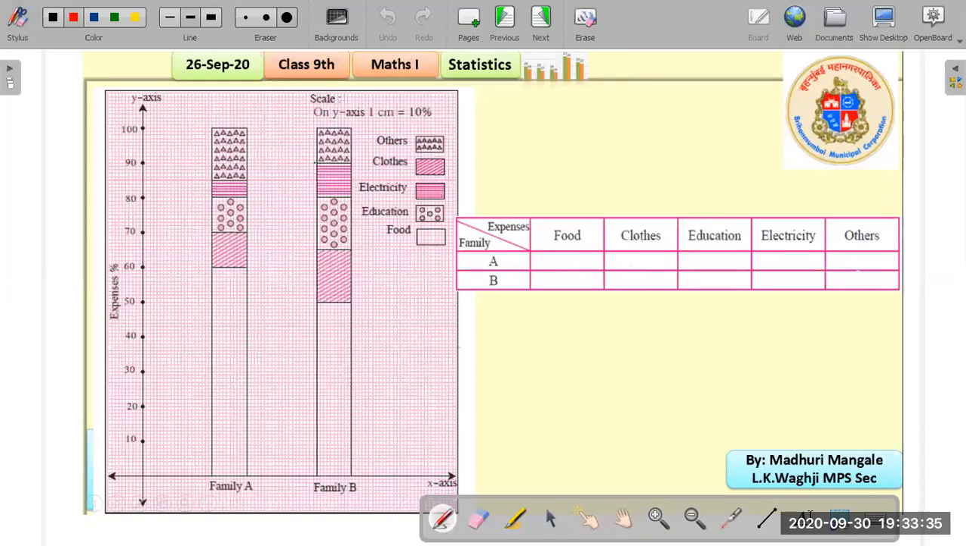There we go. Let us start with family A. The first thing is food. So let us look at the food part. The pattern for food is blank. So we start with checking what is the height of this region, the blank region. So 60 for family A and 50 for family B.